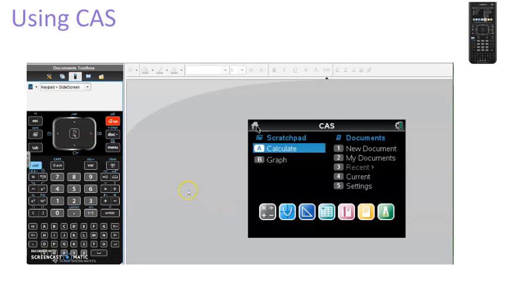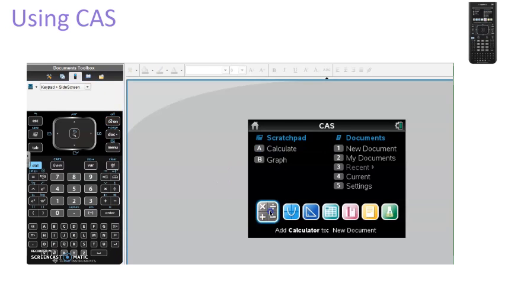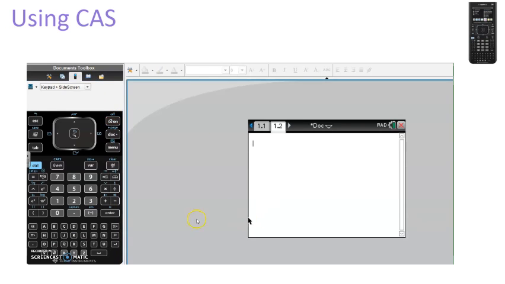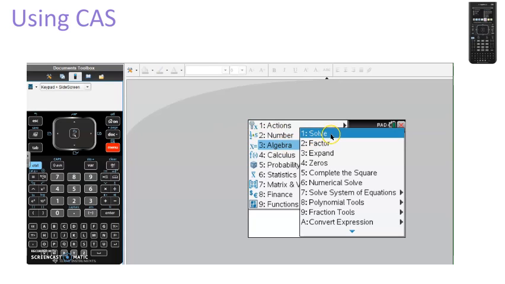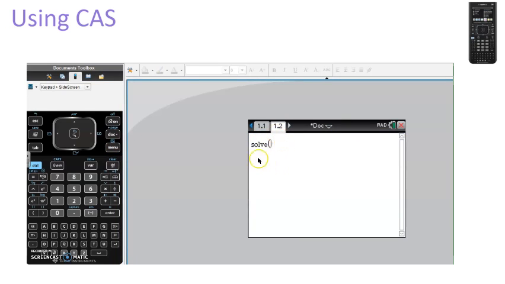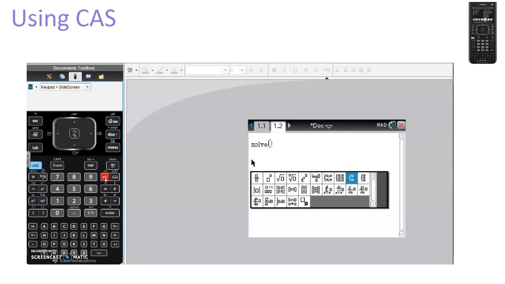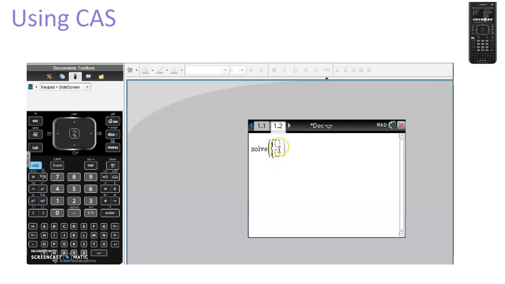Bring up the home page on your CAS by pressing the Home button. Then select Add Calculator. Then on your keypad you need to click Menu, go down to Algebra, and then Solve. So it says Solve here. Then on your keypad, you need to press the button that's got these squares on it. So click that, and then select this option that's got the 2 squares. So if we select that, it comes up with this.